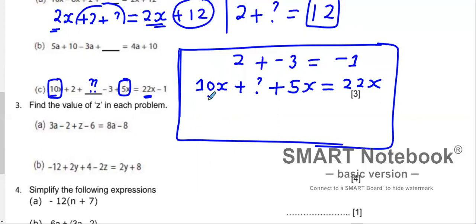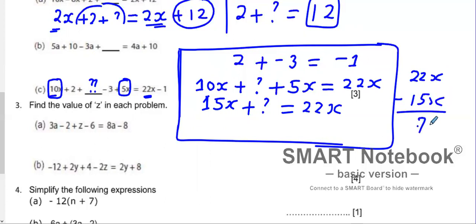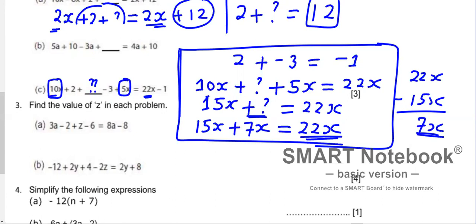Now 10x plus 5x is 15x. Now 15x plus which number gives you 22x. In other words, it's this 22x minus 15x. So the answer gives you 7x. So in short, we say 15x plus this missing number, we got it, is 7x. So you can see that 15x plus 7x gives you 22x. So the missing number here is supposed to be this 7x. 7x is the number which is missing. Let us try to check. 10x plus 7x, that is 17x.